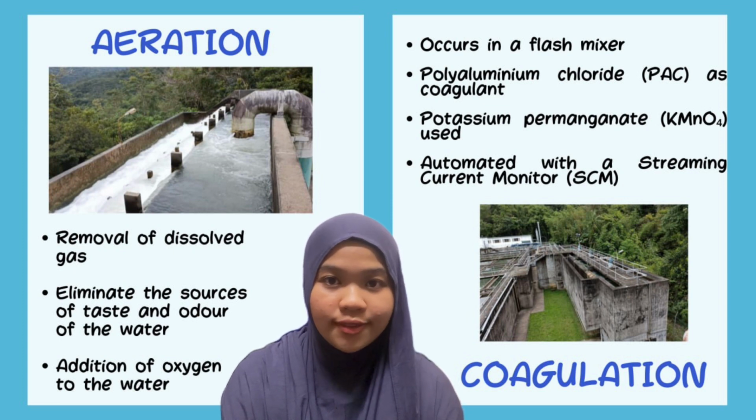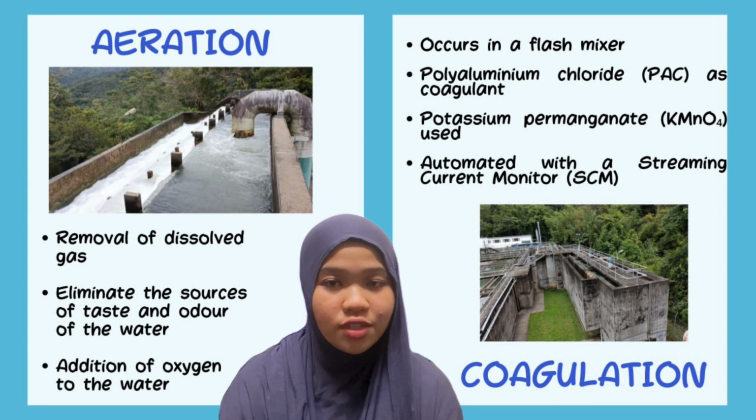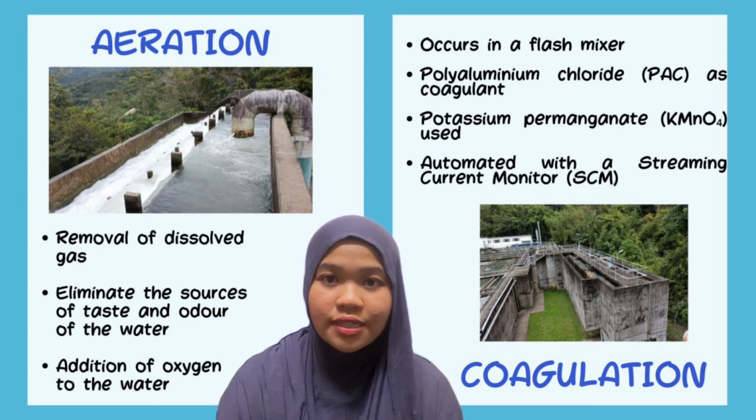After that, the Moyok WTP used polyaluminium chloride, PAC, as a coagulant for the coagulation process that occurs in a flash mixer, a cost-effective alternative to alum. PAC, with its higher basicity, lower alkalinity usage, and wider pH range, is an ideal coagulant for water treatment due to its wider application, temperature range, and faster kinetics.